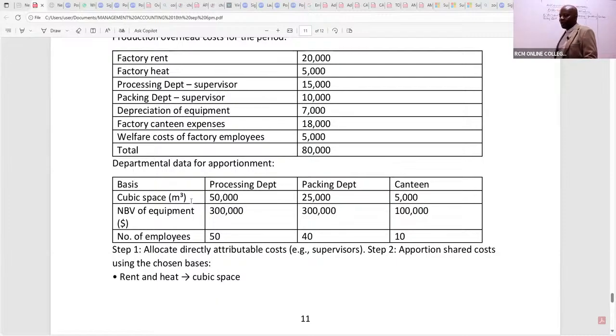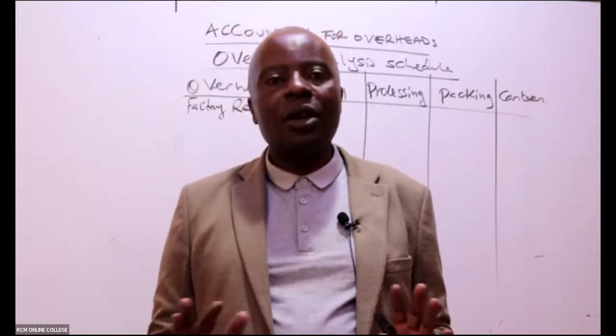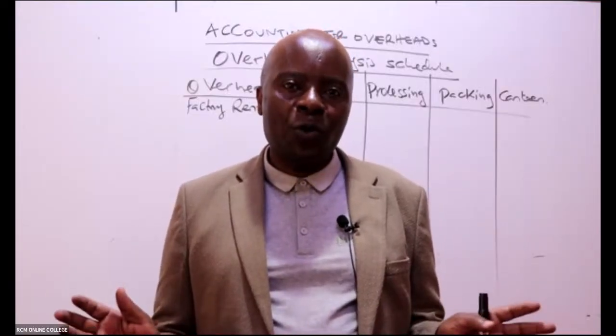Now, factory rent, ladies and gentlemen, when you look at the basis given, you can see processing is occupying quite a huge space. The processing department, 50,000. Then we have packing, 25. Then we have canteen, 5. So, ladies and gentlemen, please listen to me very well. Your examiner will not give you the basis of apportionment directly. It will be upon you to know the basis.